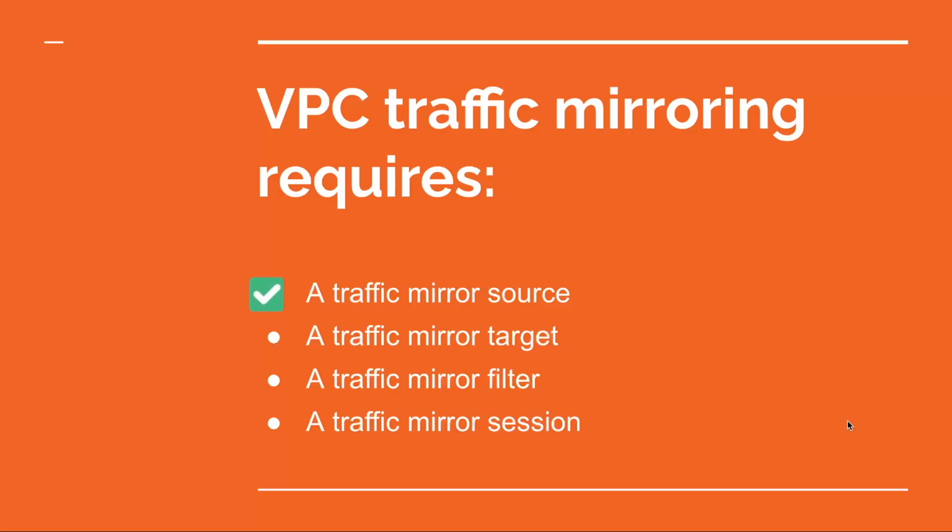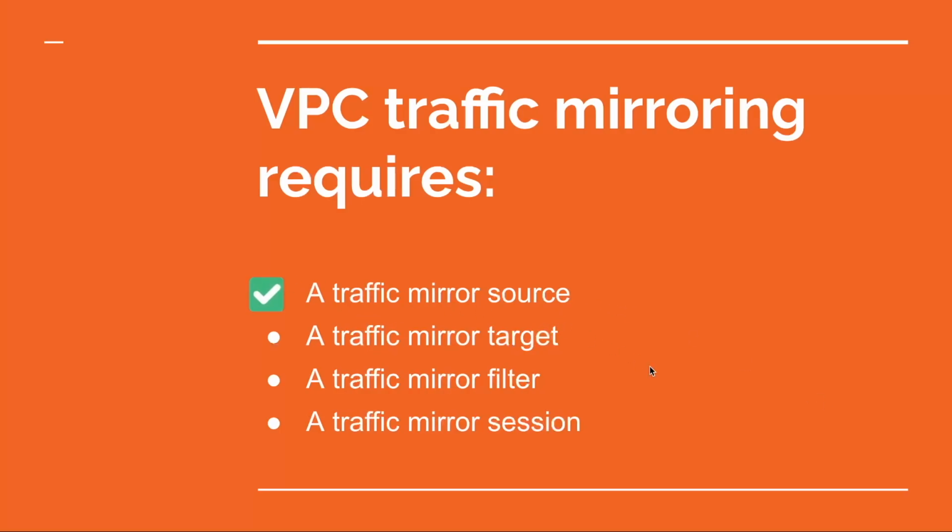To establish our traffic mirroring session, we need 4 things. First one is a traffic mirror source, which is our ECS task. To be more precise, our ECS task's Elastic Network Interface, or ENI for short. And it already exists, so we can tick that.